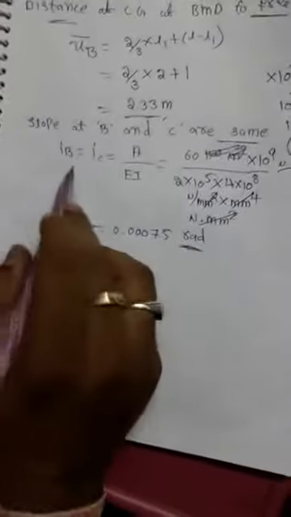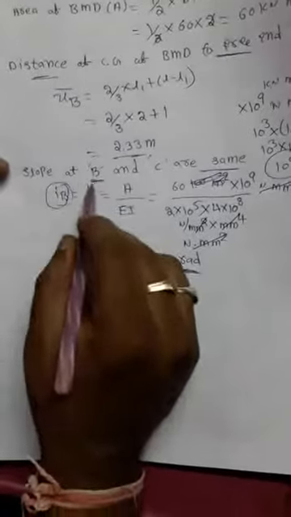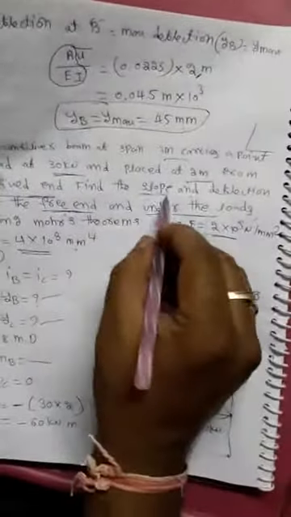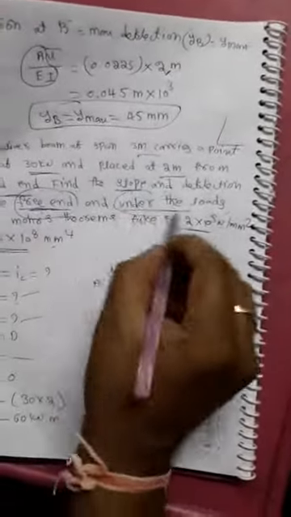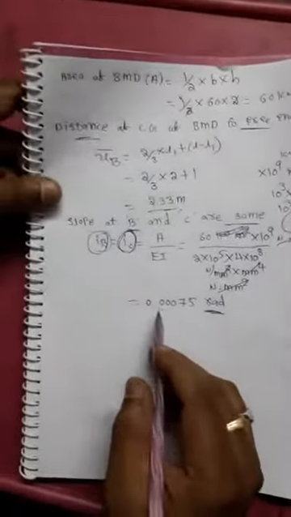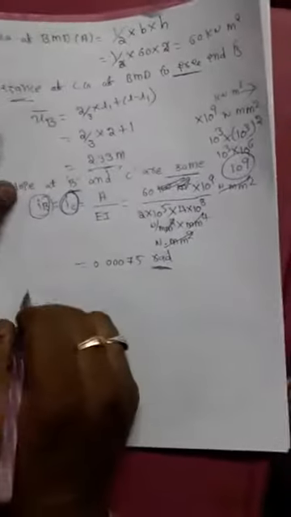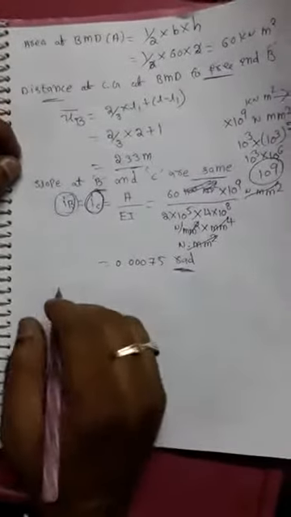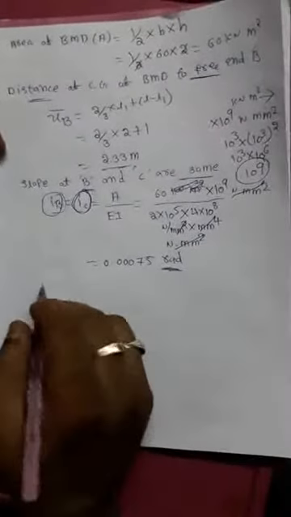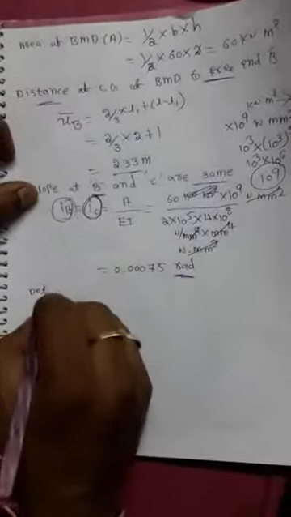And next we can get the slope at B and C. The slope at the free end is theta B, and the slope under the load is theta C. Here we required the slope at the free end and under the loads. We already got the answers for theta B and theta C. Next we are going to find the deflection at the free end and under the loads. So deflection at B first.